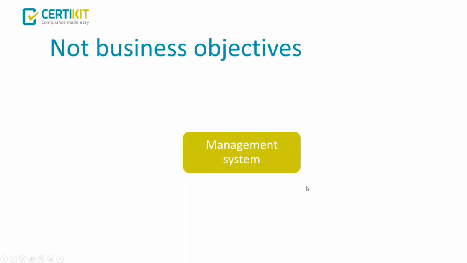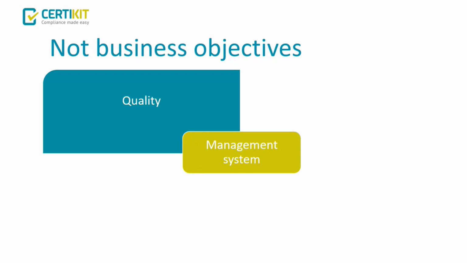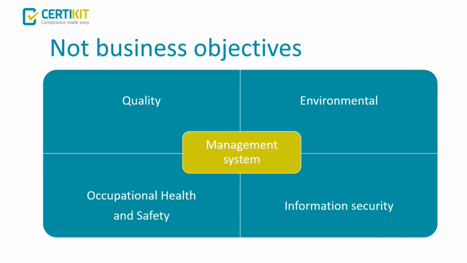One other point I wanted to make was the difference between business objectives and management system objectives. So in terms of the management system, as I said before, we're talking about different types of management system. So we may be talking about a quality management system, environmental, and these equate to the different standards that we mentioned before. So really, ideally, what we're talking about here is setting objectives that are related to the continual improvement of the particular management system itself, not so much business objectives.